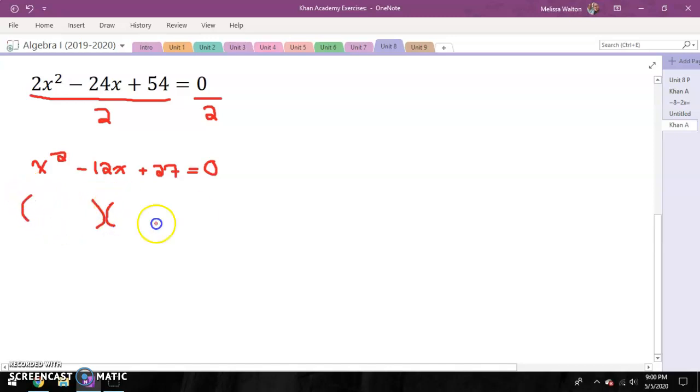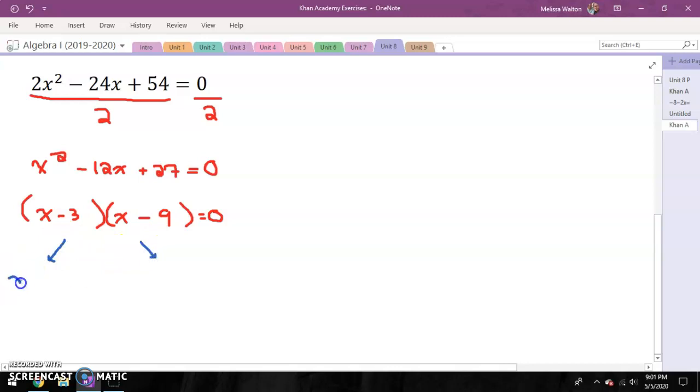All right, and this looks like one that will be easy to factor. Let's take a look. First off, x squared breaks up into an x and an x. I have a negative 12. I need two numbers that multiply to 27 that add up to negative 12. That will end up being negative 3 and negative 9. Awesome. And then finishing this off, I need to figure out when these are equal to 0.